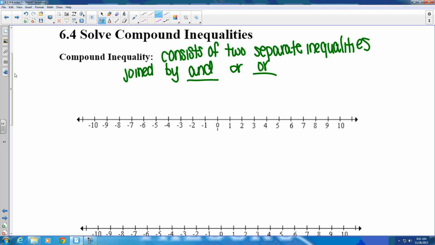Now an and inequality will always be written as one, like -2 is less than x, which is less than or equal to 1. And if I was to graph this, it's an open circle at -2 and a closed dot at 1, and the line would be in between. Okay, so graphing it, they come together. This can also be called an intersection graph because they intersect in the middle.